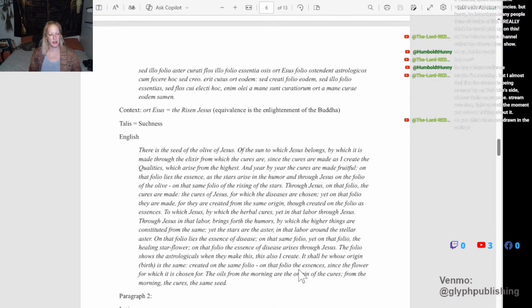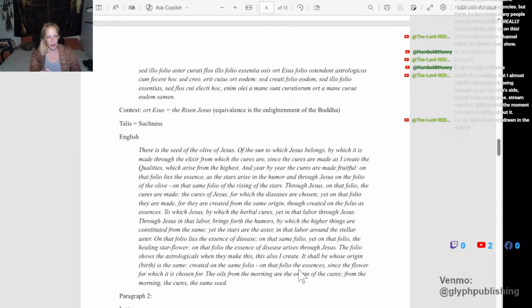He says, there is the seed of the olive of Jesus, of the son to which Jesus belongs, by which it is made through the elixir from which the cures are or exist. Since the cures are made, as I create the qualities, which arise from the highest. And year by year the cures are made fruitful, and on that page lies the essence, as the stars arise in the humor and through Jesus on the page of the olive.